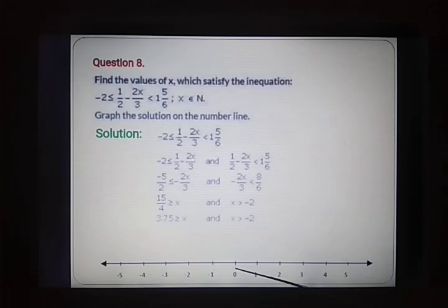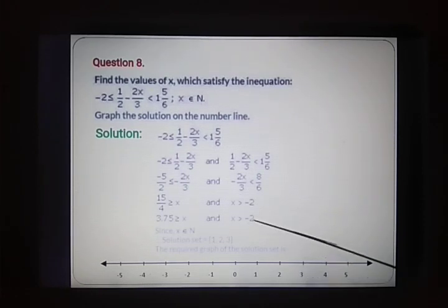So 0, can we take 0? Obviously no, because natural numbers do not contain 0. So can we take 1? Yes, definitely, because 1 is a natural number, 2 is a natural number, so we can take this. 3 is a natural number, we can take this. 4 is also a natural number, but we cannot take 4 because x is less than 3.75 if I read it the opposite way. So 3.75 is here, so x is less than 3.75, so we cannot put 4 as our answer. So that's why my solution set will be 1, 2 and 3.